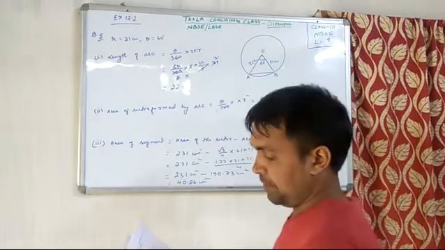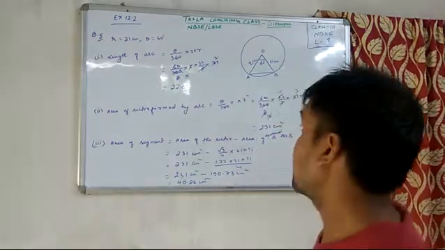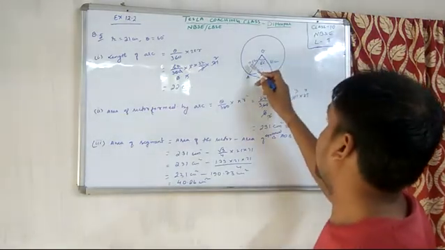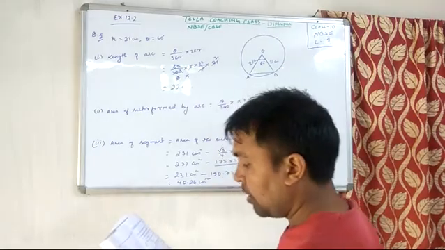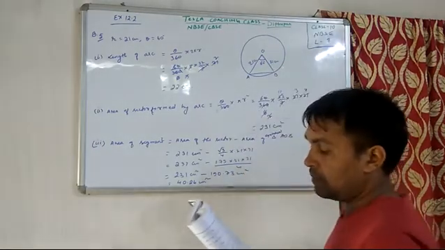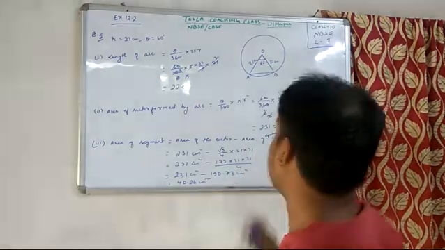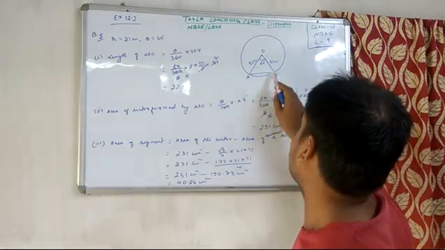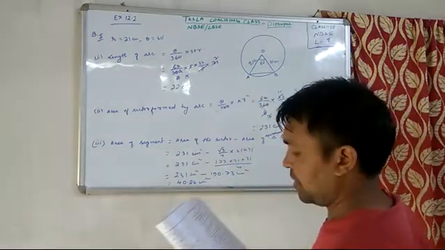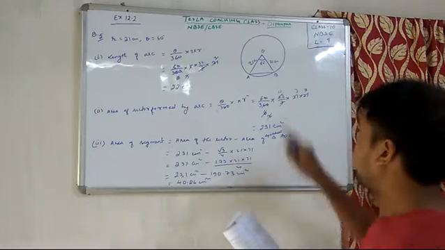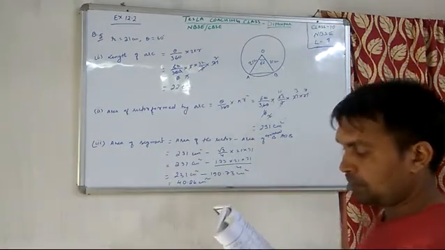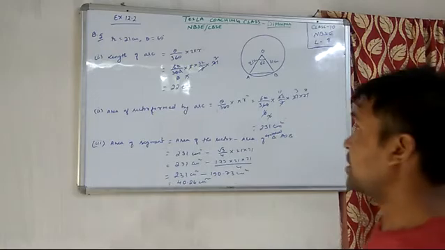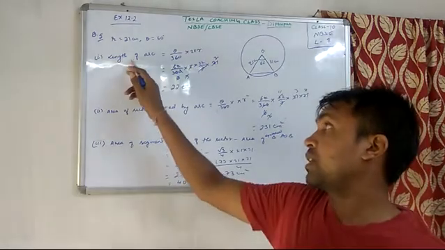In question number 5 it says, in a circle of radius 21, so there is one circle, the radius of the circle is 21. An arc subtends an angle of 60 degrees. This is an arc which is subtending an angle of 60 degrees; the angle at the center is 60 degrees. Find the length of the arc. First, they are asking us to find the length of the arc.